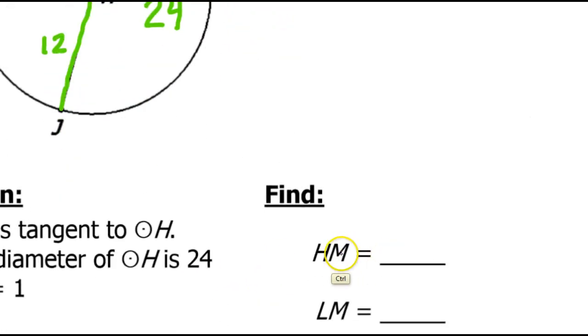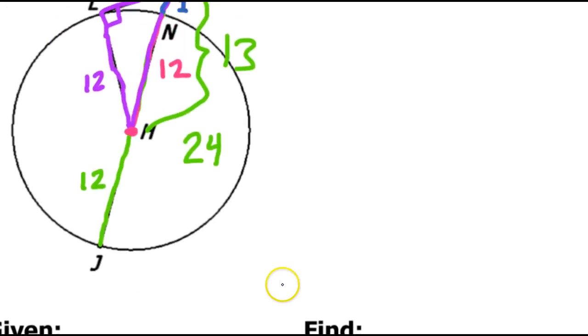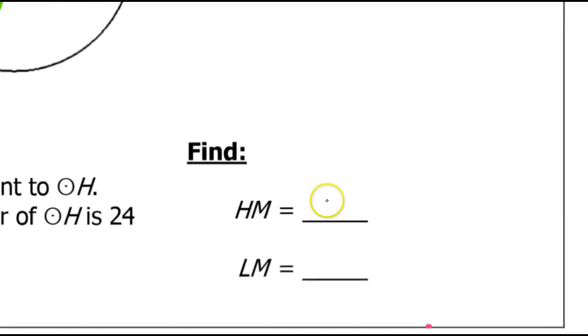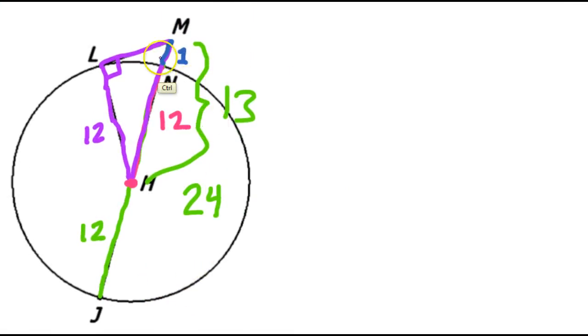Okay? I guess the first thing, HM, that we're looking for, we already found that. HM is the hypotenuse of the triangle. And that turned out to be 13. So we might as well write that down. But now we're looking for LM. So LM is this right here. I'm going to call it X. Okay, so staring at this purple triangle, well, it refuses to stay on top, but we can just do the Pythagorean theorem.